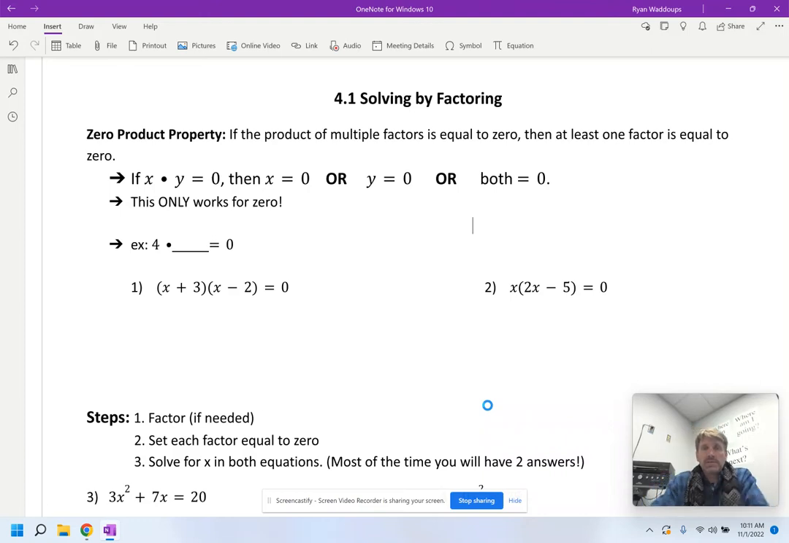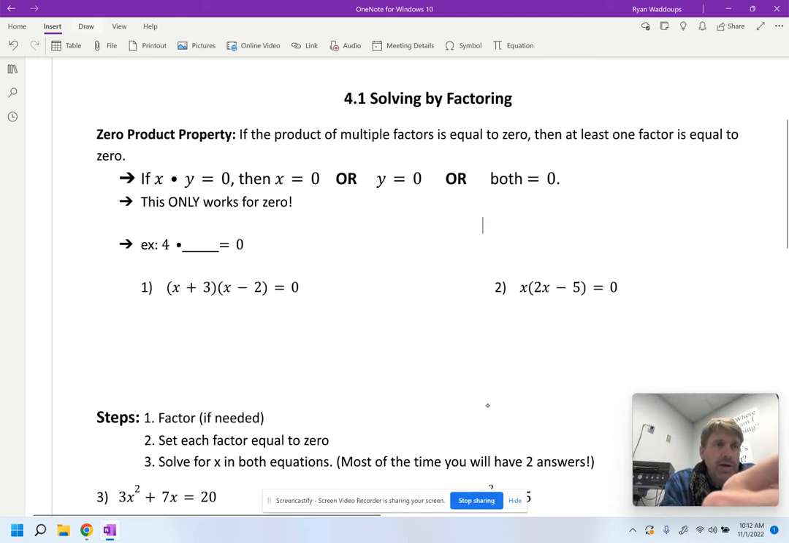Hi, welcome. This is a lesson on solving quadratic equations by factoring. A lot of this goes back to the zero product property. It says if the product of multiple factors is equal to zero, then at least one factor is equal to zero. We sometimes see that written in this way.